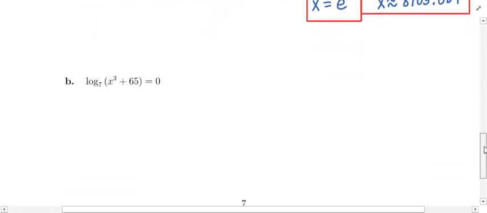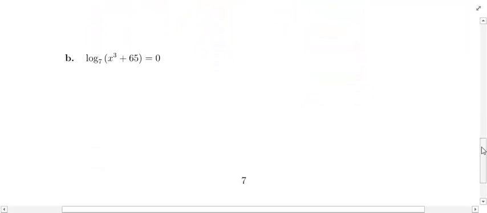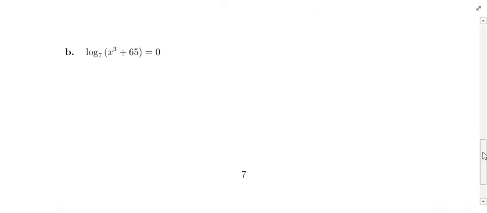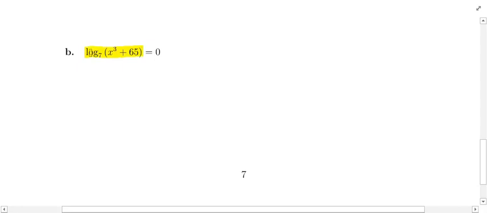In part B, we have log base 7 of x cubed plus 65 is equal to 0. We are trying to solve for x. What value or values of x make this a true statement? Clearly this is a logarithmic equation. The great news is that the logarithm is isolated already. On the left side, this is one logarithm by itself on one side of the equation. So we can go ahead and apply the arrow definition of a logarithm.